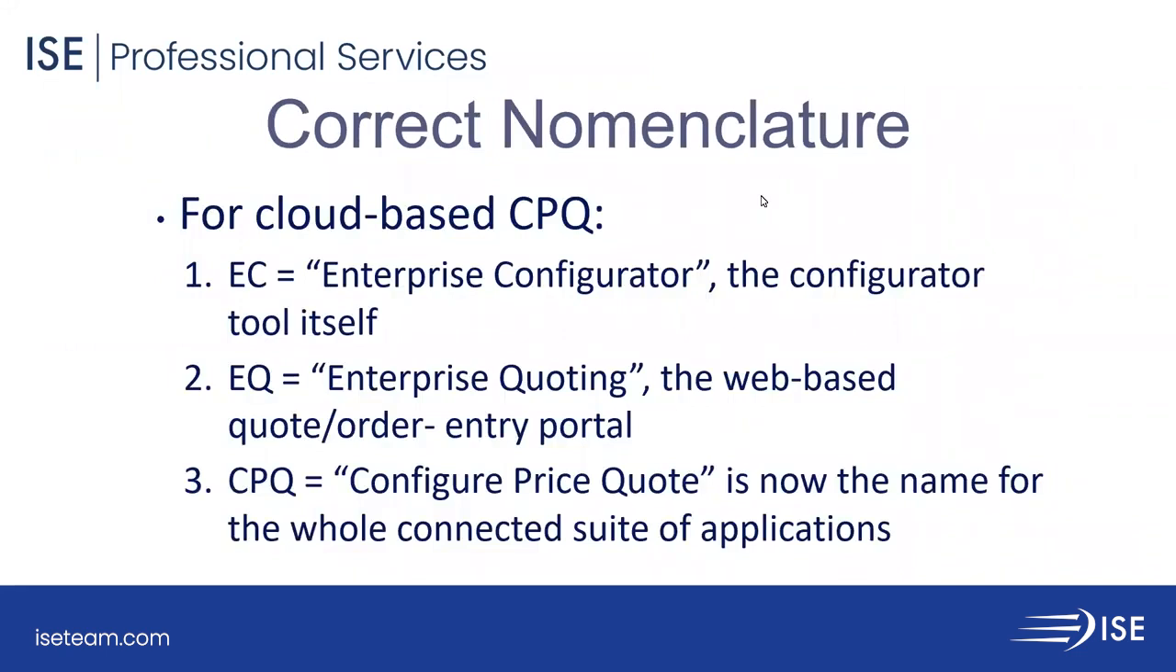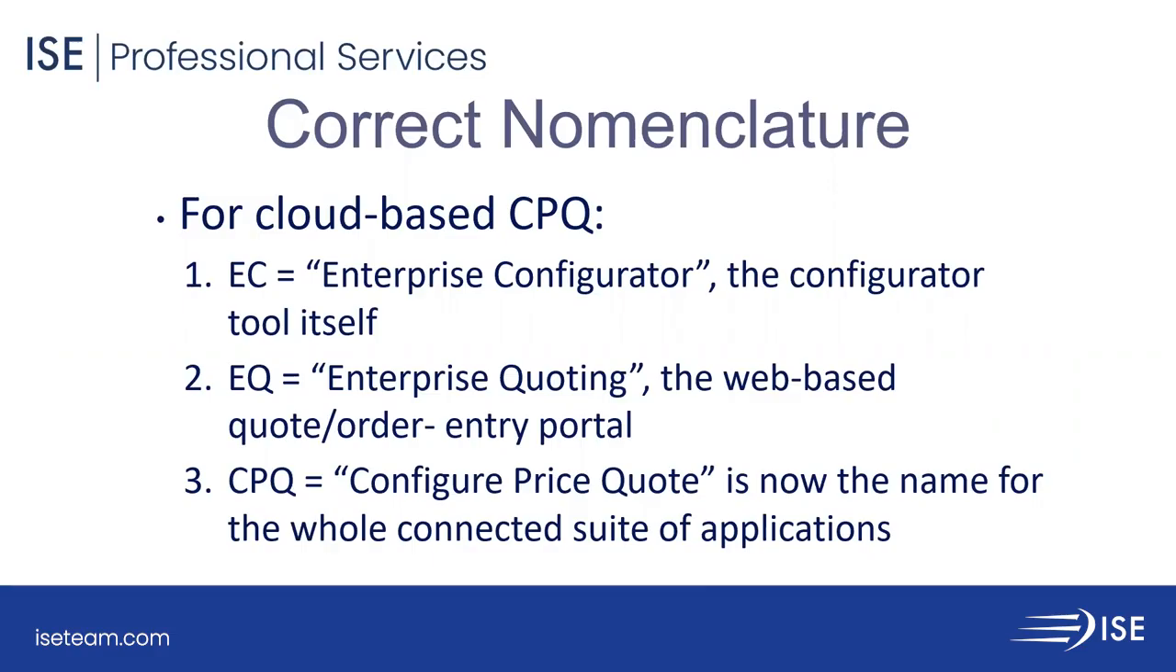So the nomenclature does change a little bit when you're talking about cloud-based CPQ. The configurator itself becomes EC, Enterprise Configurator. So when you're in the configurator in Cloud CPQ, you're really supposed to call it EC or Enterprise Configurator.